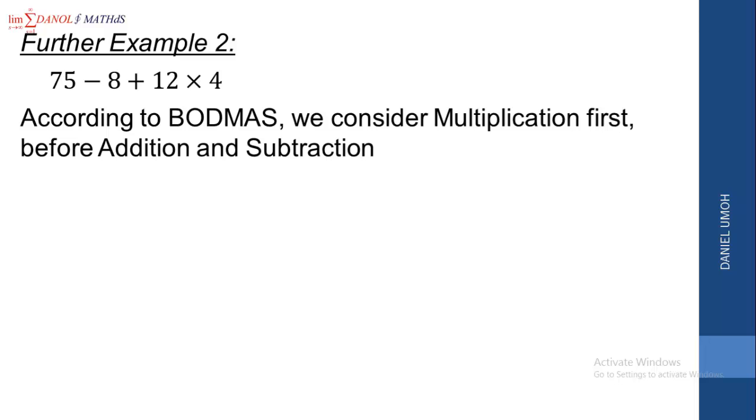Okay, let's look at further example 2. The question says 75 minus 8 plus 12 times 4. This one involves minus, plus, and multiplication. And of course, we told you that according to the BODMAS rule, multiplication comes first before the addition and what? Subtraction. So what do you now do? We need to consider the multiplication first.